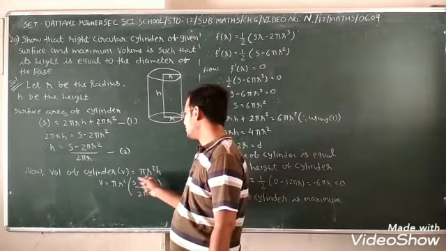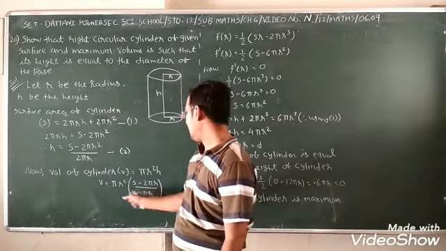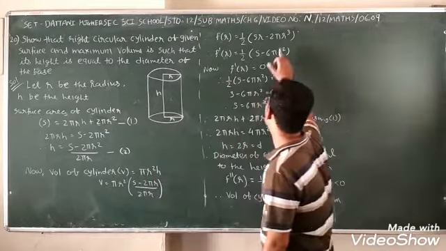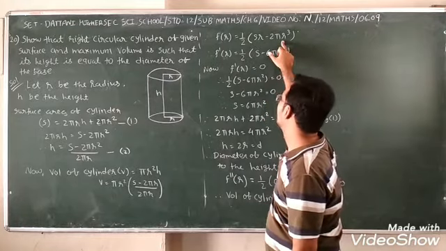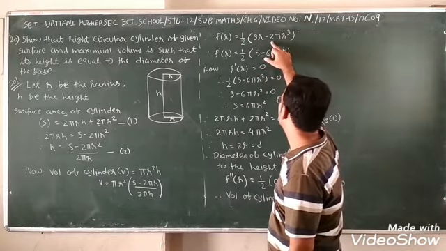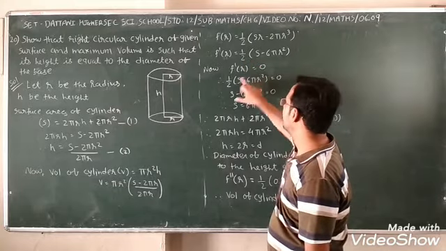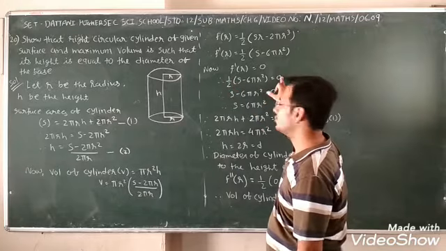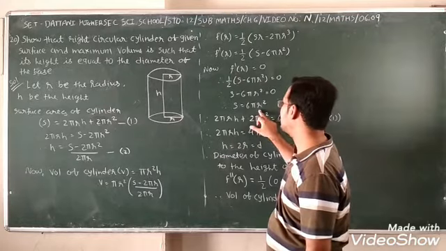So V is equal to pi r square times h, which is (S minus 2 pi r square) upon 2 pi r. Pi cancels with pi, r cancels with r, so we get 1 by 2 times (S r minus 2 pi r cube). Now the derivative: 1 by 2 (S minus 6 pi r square). Put f dash r is equal to 0. So 1 by 2 (S minus 6 pi r square) is equal to 0, so S minus 6 pi r square is equal to 0, and S is equal to 6 pi r square.